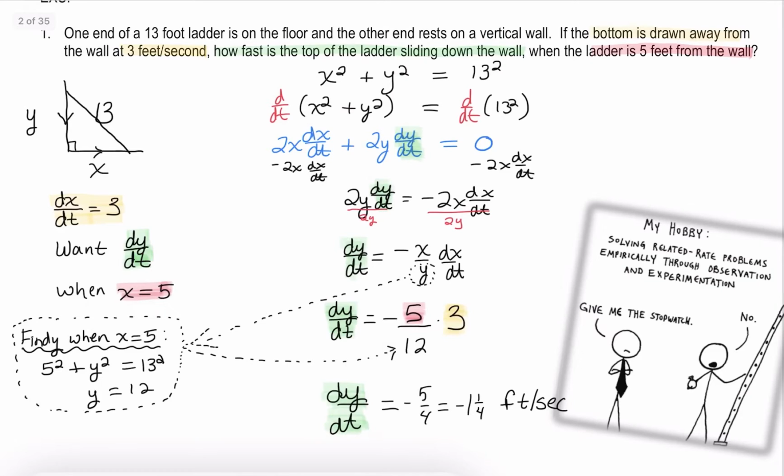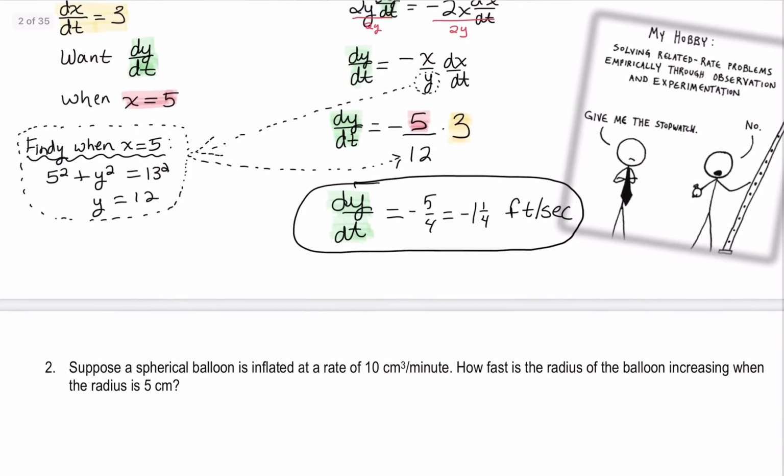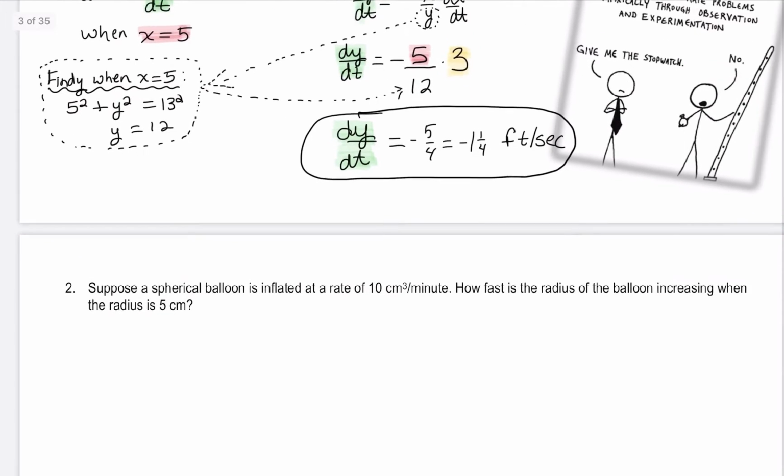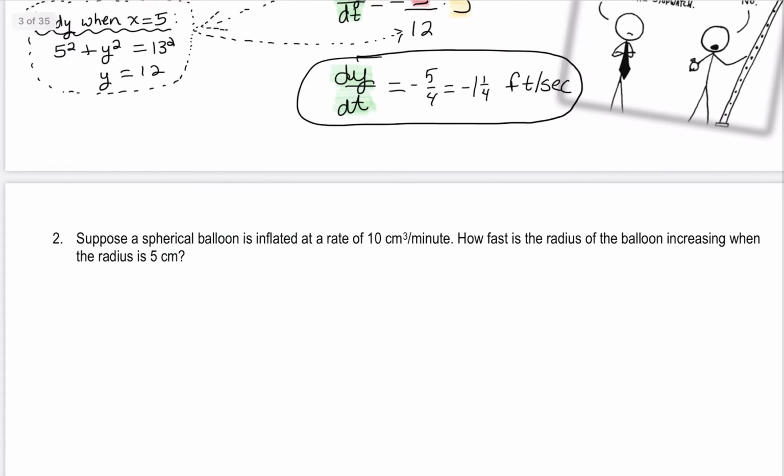All right. Kind of a classic opening example there. All right, let's go on and take a look at another one. So number 2 says, suppose a spherical balloon is being inflated at a rate of 10 cubic centimeters per minute. How fast is the radius increasing at the instant when the radius is 5 centimeters?